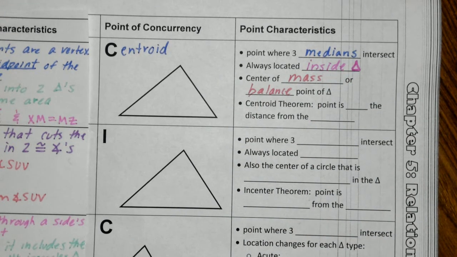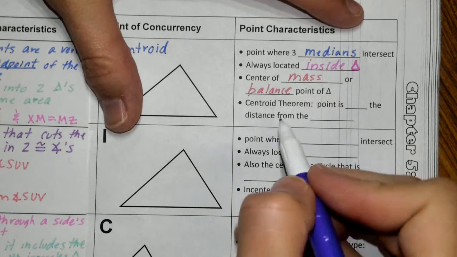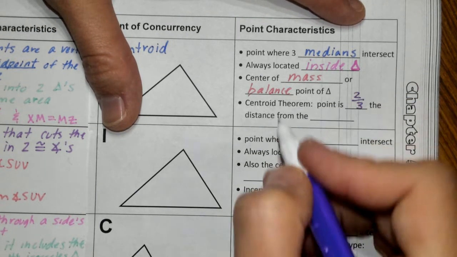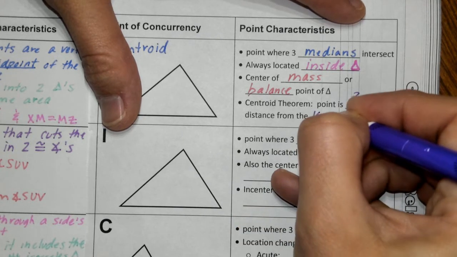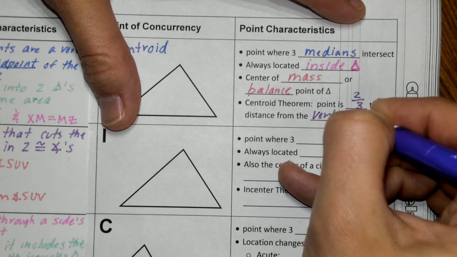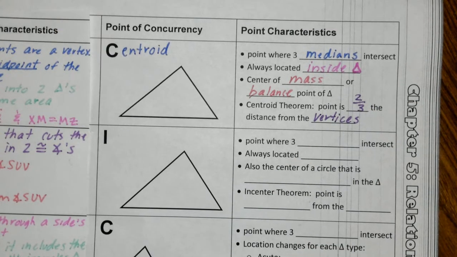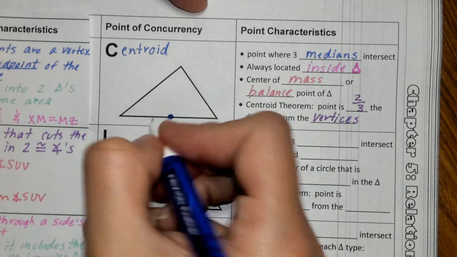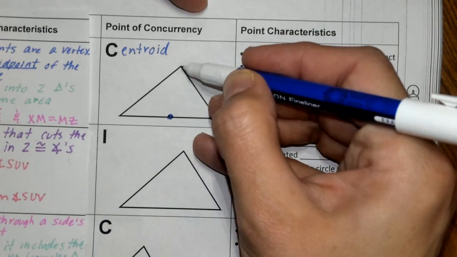Ms. Biggs said in the video that if you take a pencil and put the centroid on the tip of the pencil, it'll balance that triangle out. We also talked briefly about the centroid theorem, which says the centroid is 2/3 the distance from the vertices. So we'll draw our three medians real quick, so we can see where our centroid is. If we start with the top vertex, we need to remember we're going down to the midpoint of the opposite side. So we want to make sure that we go from the vertex to that midpoint.